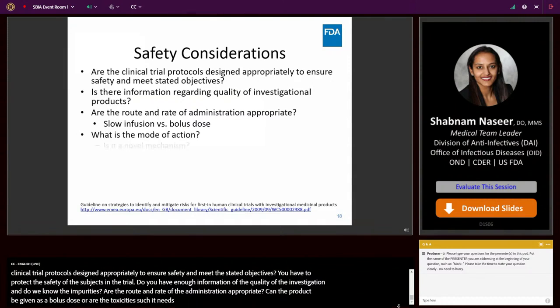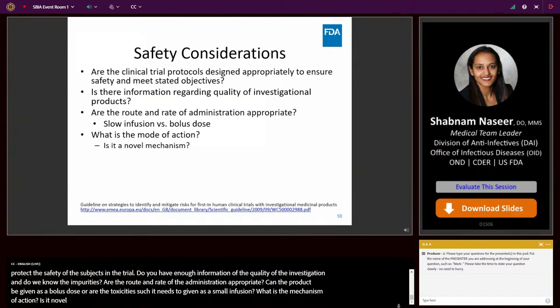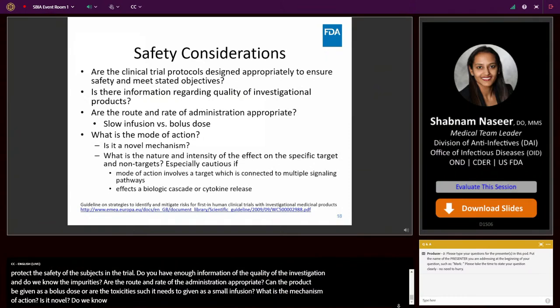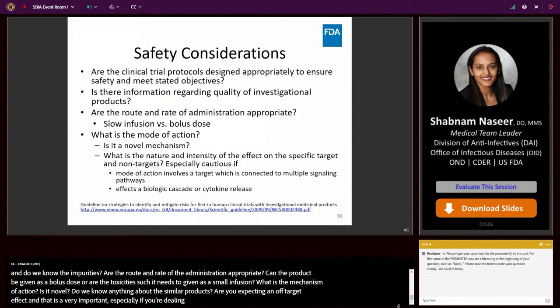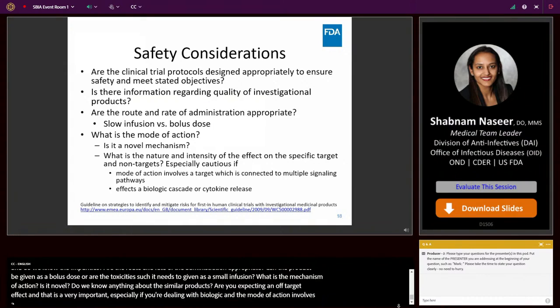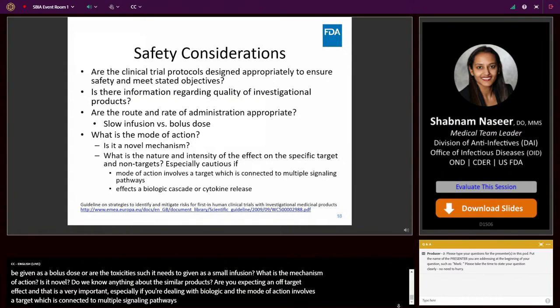Is it novel? Do we know anything about similar products that act via a similar mechanism? Are you expecting an off-target effect? And that's very important, especially if you're dealing with a biologic and the mode of action involves a target which is connected to multiple signaling pathways or affects biologic cascade or cytokine release.